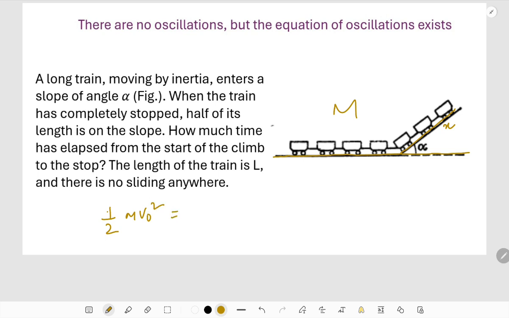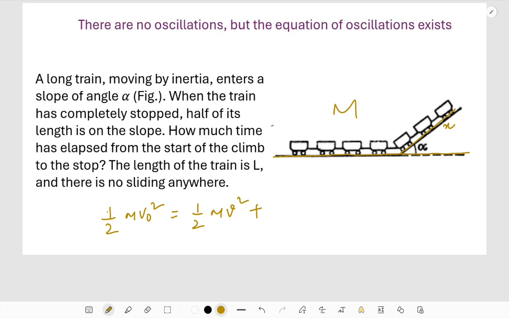And now its speed is something else. It has slowed down. Its speed is v, simply not v naught. So its kinetic energy can be written as half m v square. This is all of the train moving with the speed v. And its potential energy, because some part of it, a length x of the train, has entered the hill, has reached the hill.